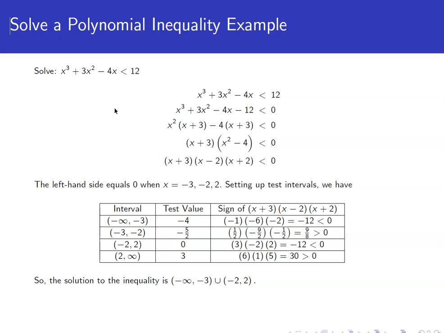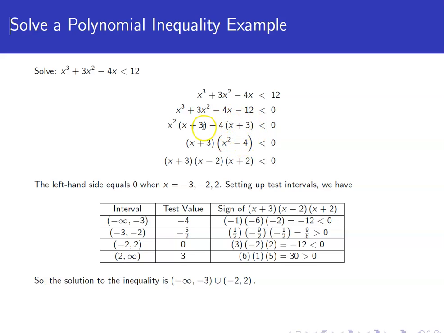So we'll move the 12 to the left-hand side and get x cubed plus 3x squared minus 4x minus 12 is less than 0. We're going to factor the left-hand side by grouping. Out of the first two terms, we can pull out an x squared, which leaves us with an x plus 3. Out of the second two terms, we can factor out a negative 4, and it leaves us with an x plus 3.